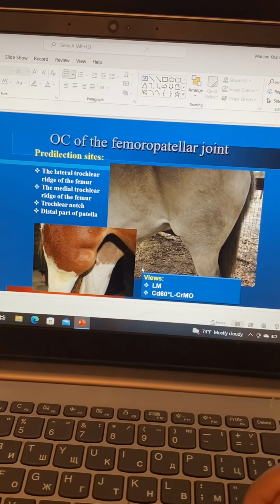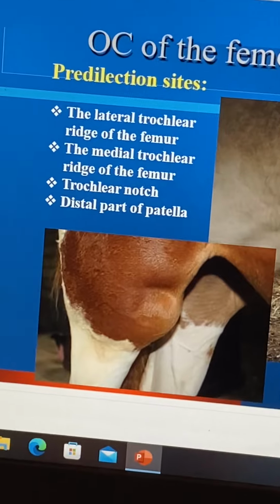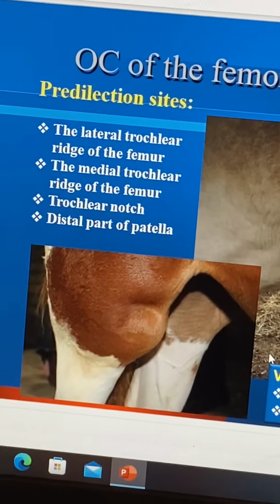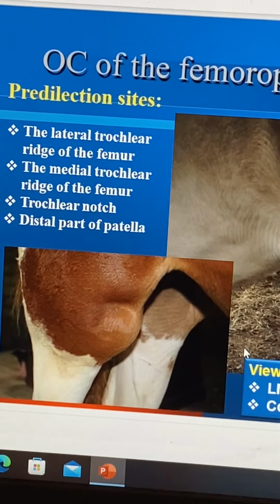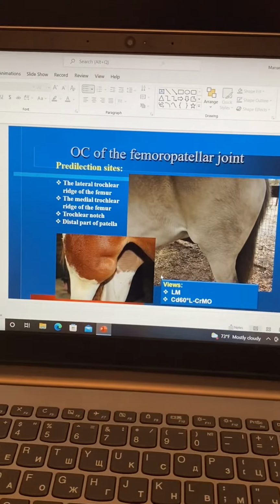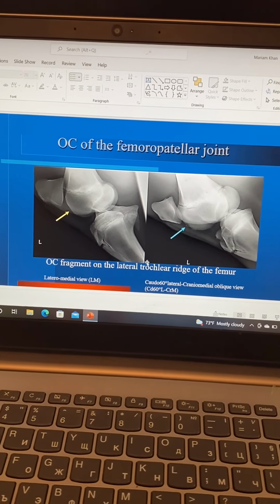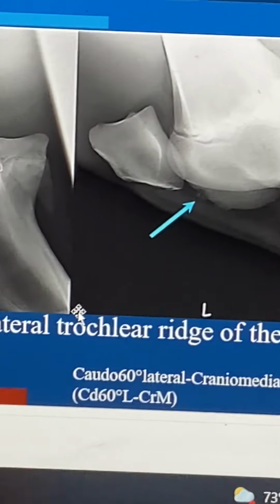If you have osteochondritis of the femoropatellar joint, the predilection sites, I'll show you the words as well. You have the lateral trochlear ridge of the femur. I'm just going to say it's here. The medial trochlear ridge of the femur, the trochlear notch, and the distal part of the patella, which you can't see here, but it's the knee. So you have osteochondritis of the femoropatellar joint. So you can see an osteochondritis fragment on the lateral trochlear ridge of the femur.